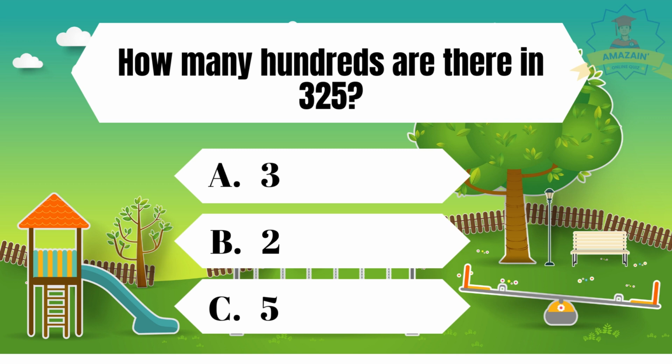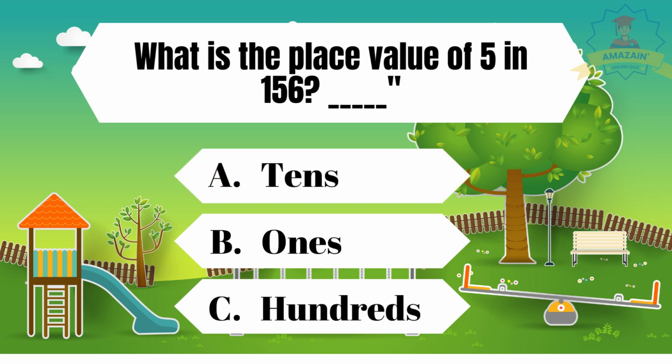How many hundreds are there in 325? A. 3. B. 2. C. 5. And the answer is A. 3.